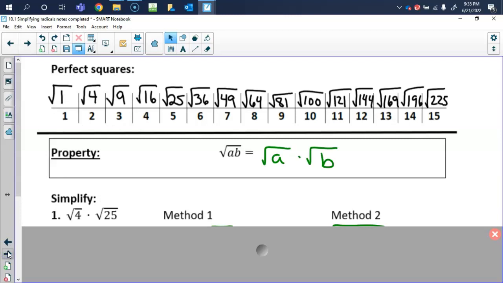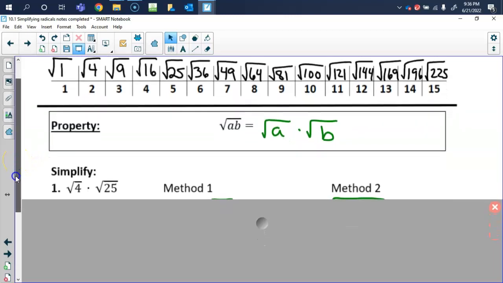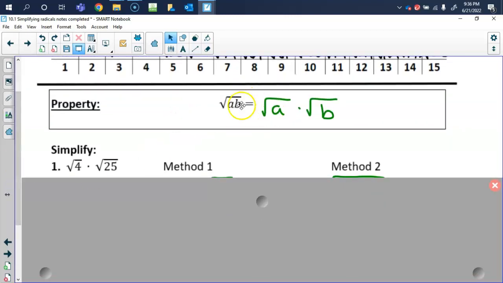We're going to do some easy ones. So we have a rule here. The square root of A times B is equal to the square root of A times the square root of B. And when I am looking at that, I can go the other way too. The square root of A times the square root of B is equal to the square root of A times B.